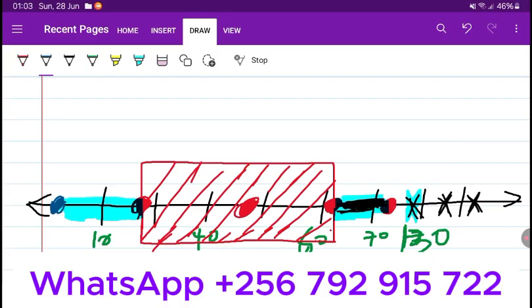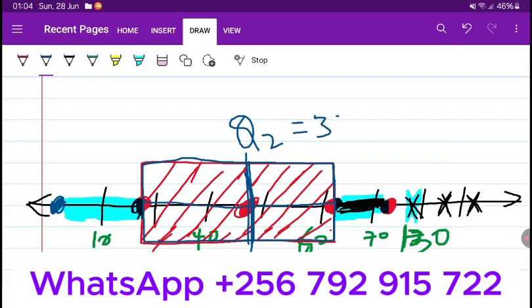That's how you draw a box plot. Of course, this will indicate the Q2, which was 32. This will indicate the Q3, which was equal to 42. And this will indicate the Q1, which was equal to 23. And that's how we draw it.